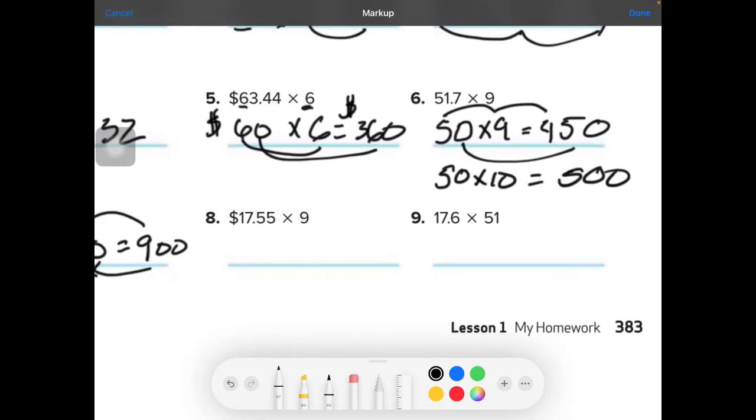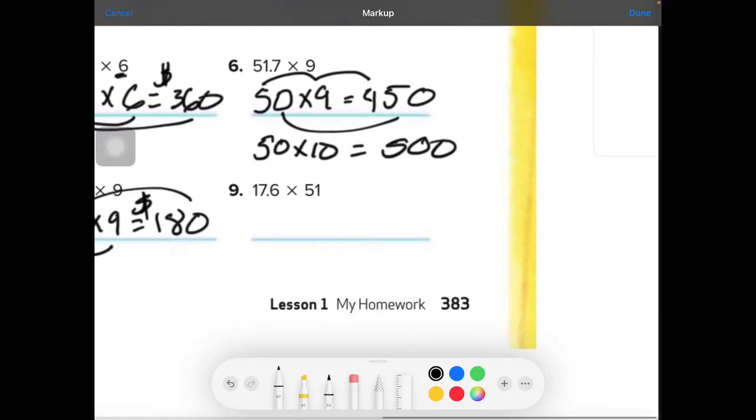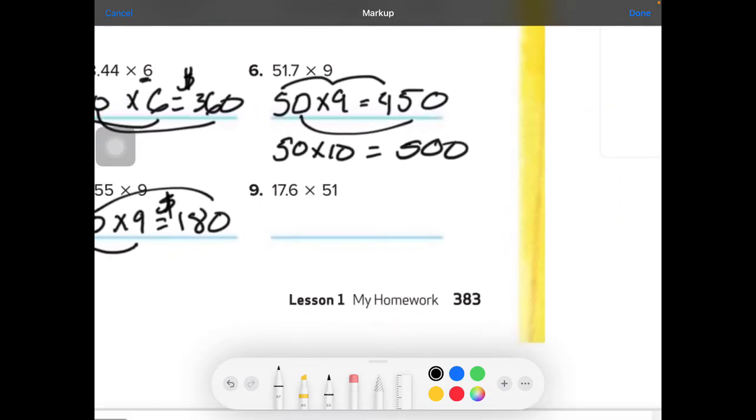Number 8, 17.55 times 9. Well, I think I'm going to bump that clear up to 20. 17.55 is closer to 20 than it is to 15 or 10. And that way 20 gets along a lot nicer with 9. 2 times 9 is 18. Bring the 0 over, 180. Dollar sign. Whew, almost forgot it.